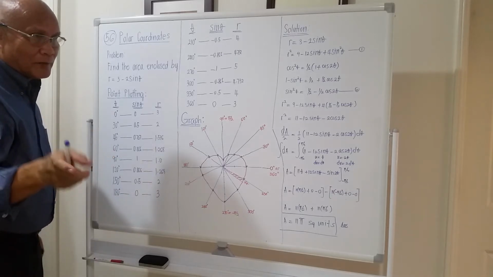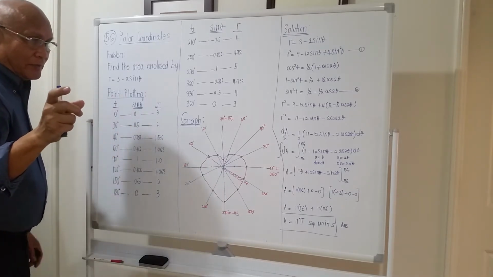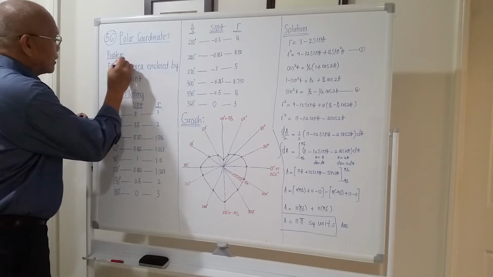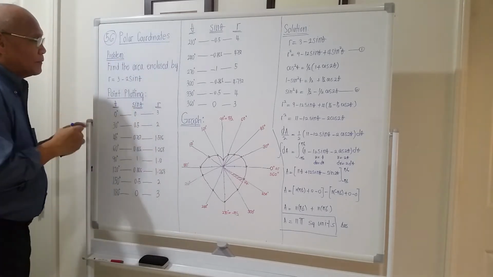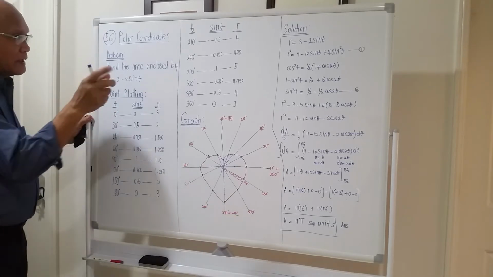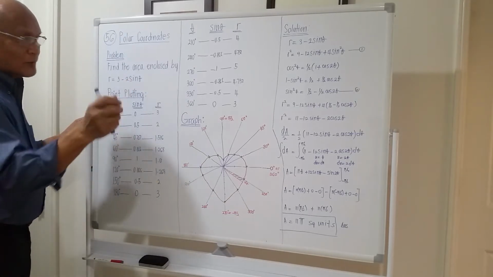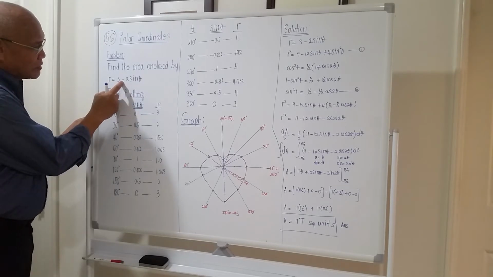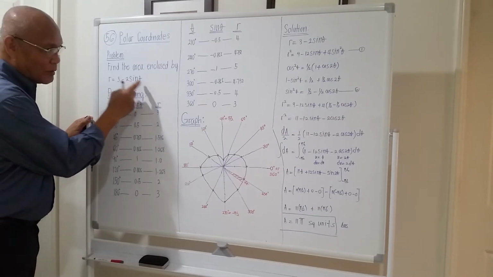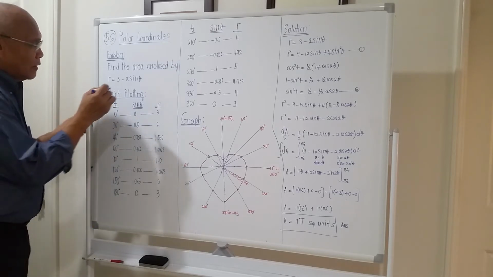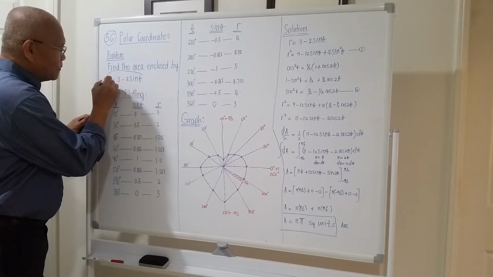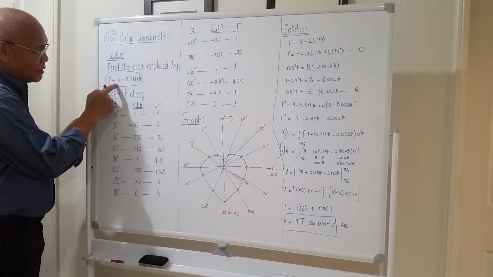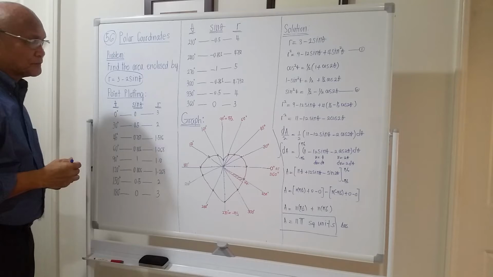Okay, I will give you a very nice problem, guys. I will read the problem. Find the area enclosed by the polar equation. The polar equation is r equal to 3 minus 2 sine of theta. We are asked to solve for the area enclosed by this polar equation r equal to 3 minus 2 sine of theta.